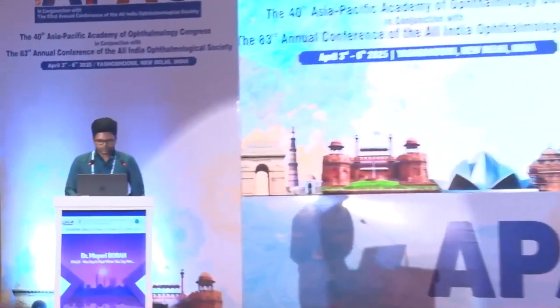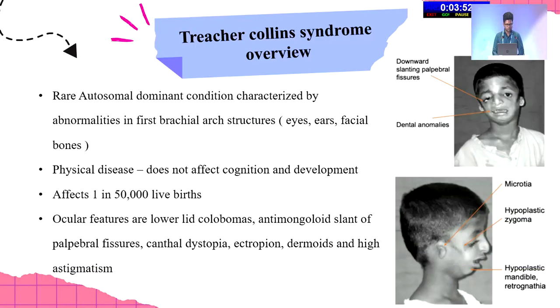Good afternoon, everyone. Today I am going to present a rare ocular presentation of bilateral megalocornea and high intraocular pressure in Treacher-Collins syndrome. Overview of Treacher-Collins syndrome: it is a rare autosomal dominant condition primarily affecting the first branchial arch structures, that is eyes, ears, and facial bones. It affects about 1 in 50,000 live births.